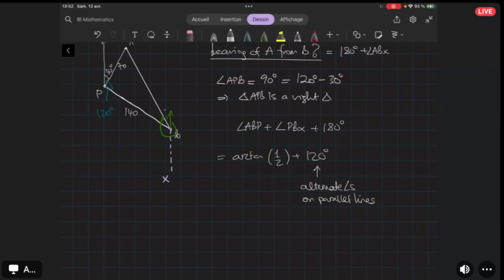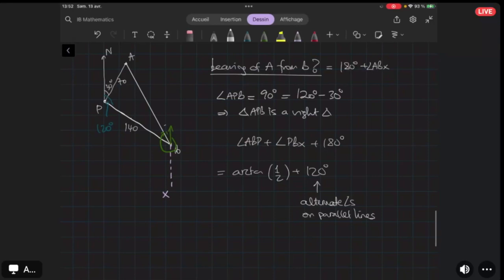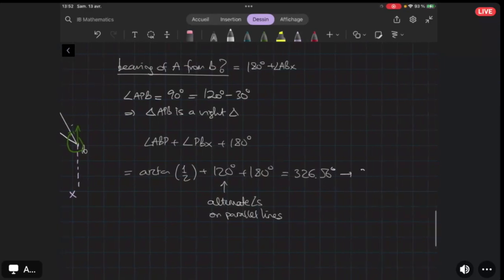Not the angles of parallel lines. PBX is equal to NPB, outer angles, plus 180. So that should give you the grand total of 326.56, or you can say on a bearing of 327 degrees.